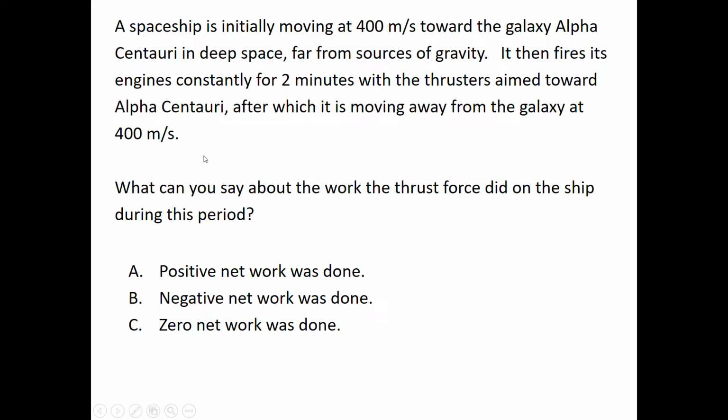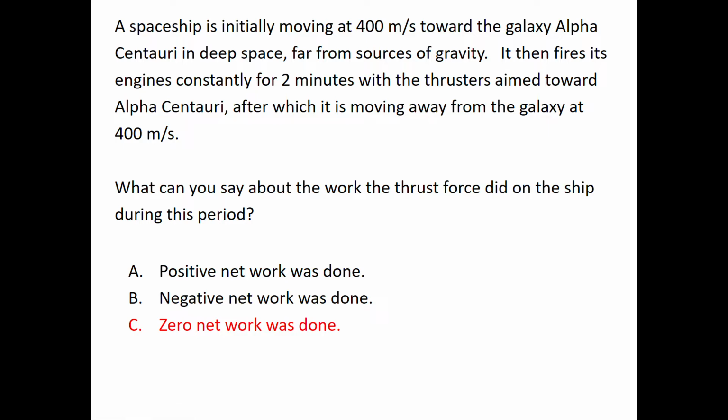What can you say about the work the thrust force did on the ship during this period? The answers are positive, negative, or 0 work done by the thrust force. I made a mistake and put net work down there, but the answers are supposed to refer to the thrust force, not the net work. The answer, surprisingly to some, is 0 in this case.